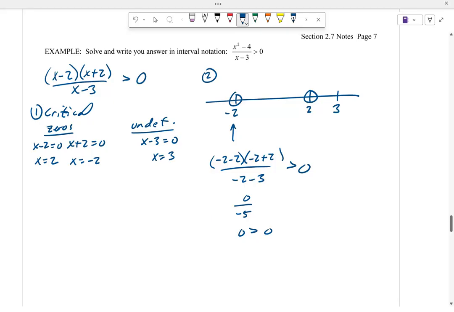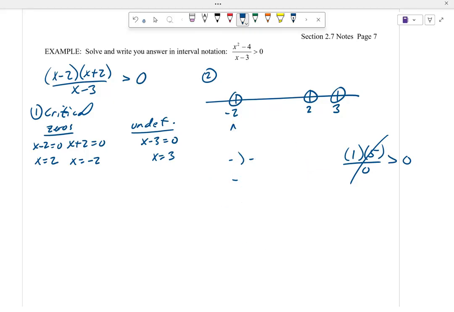And then the undefined one would be 3 minus 2 is 1, 3 plus 2 is 5, over 3 minus 3 is 0. Again, I cannot divide by 0, so there's no way I'm going to include the undefined point. That's that vertical asymptote, so it can't be part of the solution. So let's get to the checking part now.